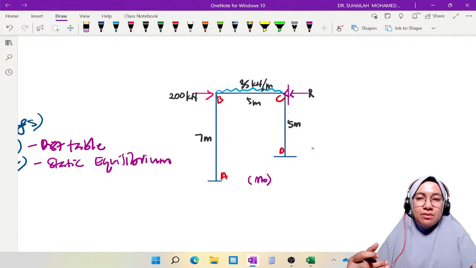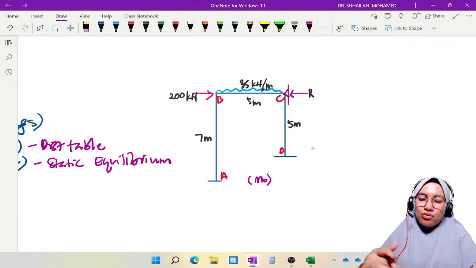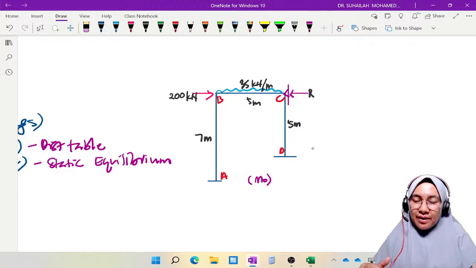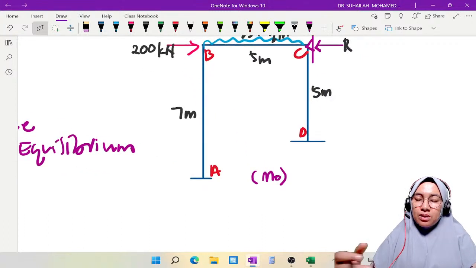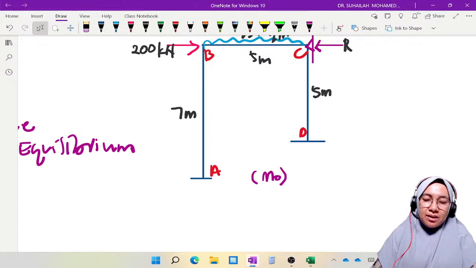From this frame, we will get M naught, and in order to calculate R, the restraining force, we have to complete the free body diagram for this frame by putting all the reactions at the support.